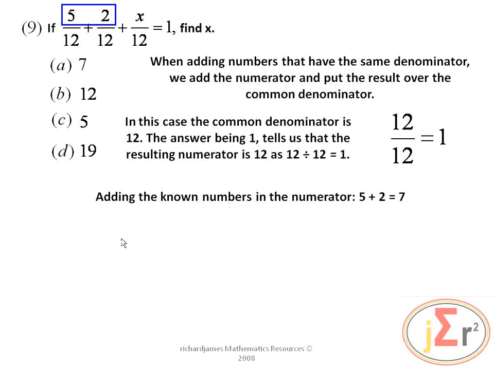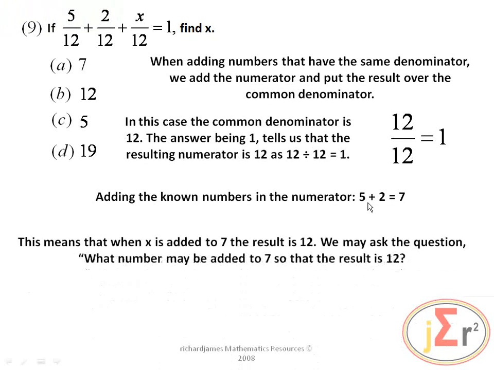Now, we are going to focus on the numerators, because we are sure that all the numbers in the numerator must be added to give 12. Adding the known numbers in the numerator, we get what? 5 plus 2 is equal to 7, and that we have right there. This means that when x is added to 7, the result is 12.